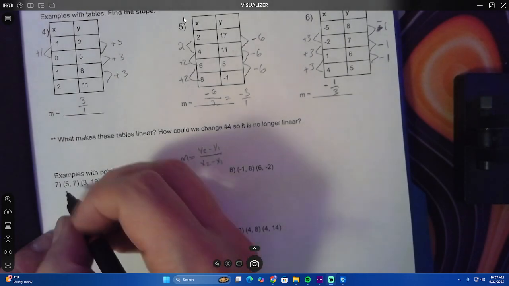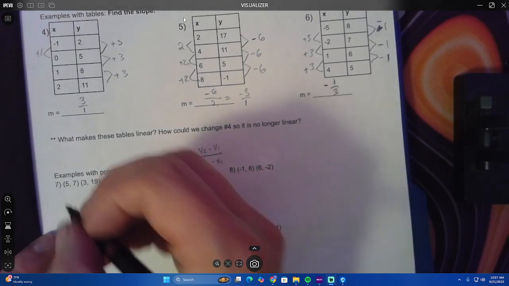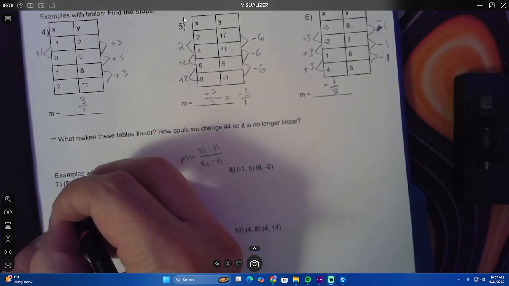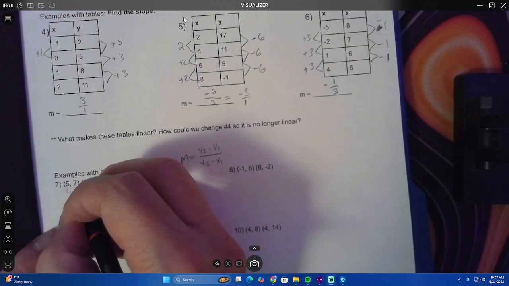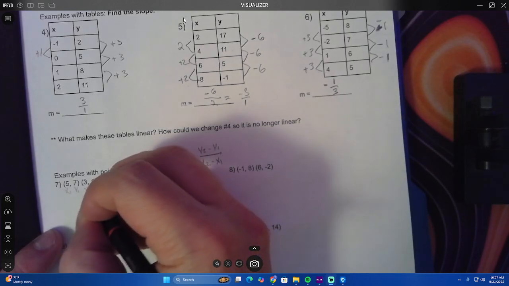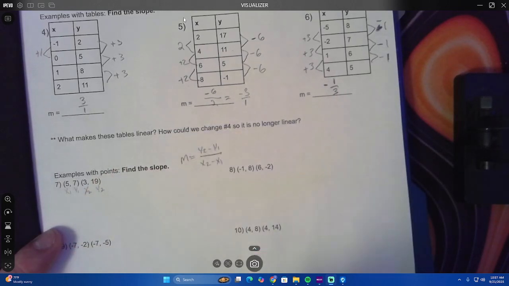Step 1, we're going to label our points. Remember, x comes before y, and this is my first point here, this 5, 7. So I'm going to say this is my x1, and this is my y1. On the second point here, I'm going to say this is my x2, and this is my y2.